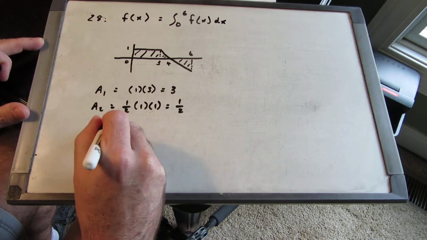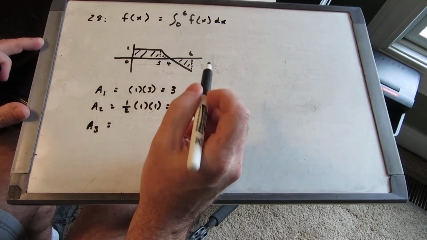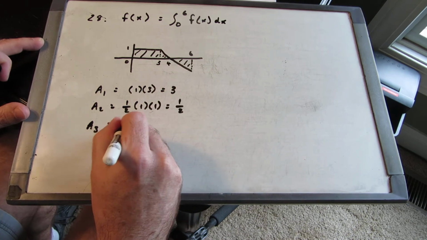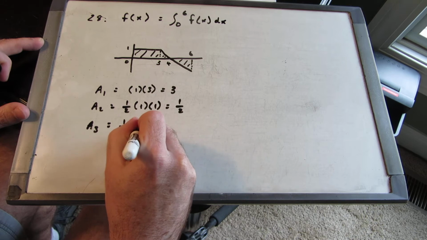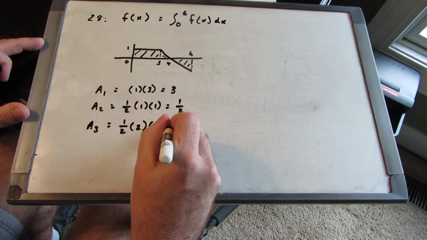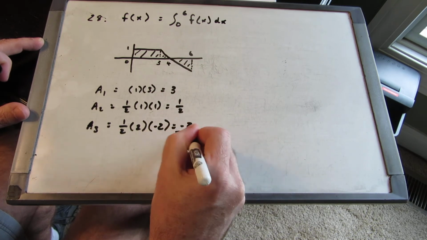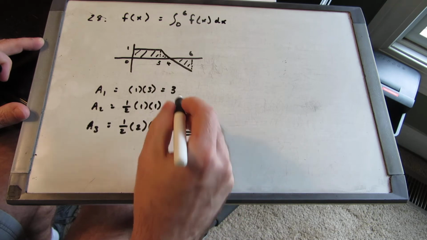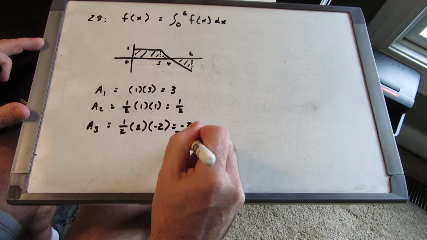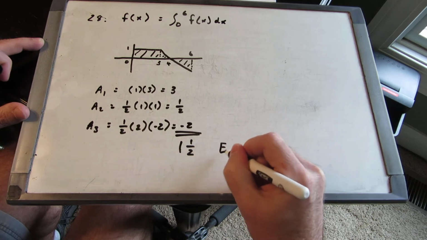And then area 3 will be to the right between 4 and 6, and that's a triangle that goes below the x-axis. So we have 1/2 times a base of 2 times a height of -2. It's below the x-axis, so that's going to be -2. If we add those up, 3.5 minus 2, you'd get 1.5, which will be selection E.